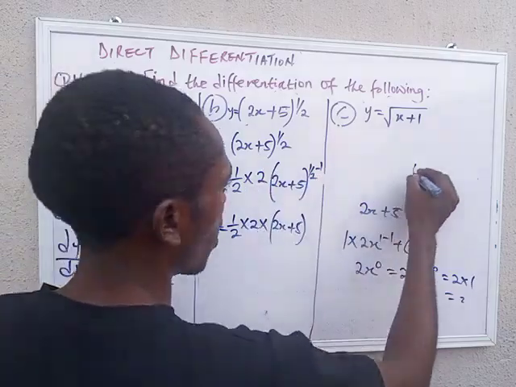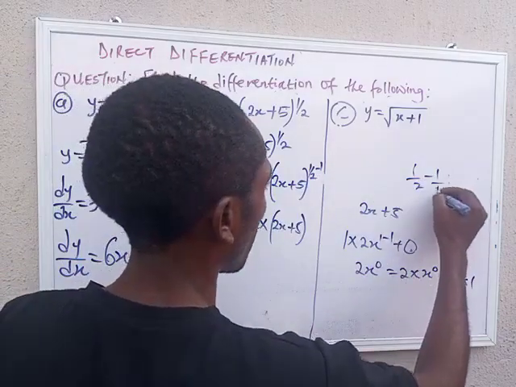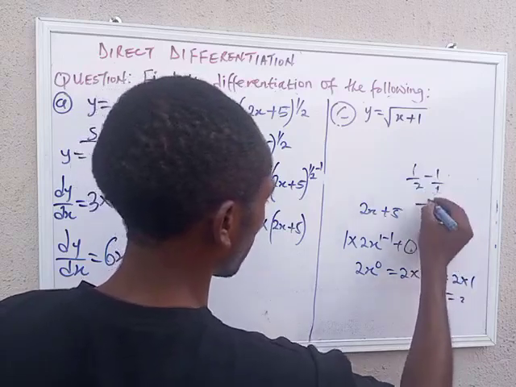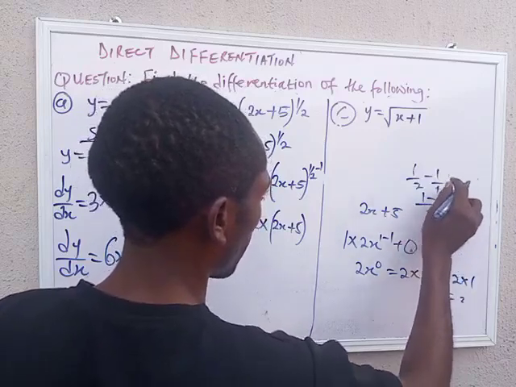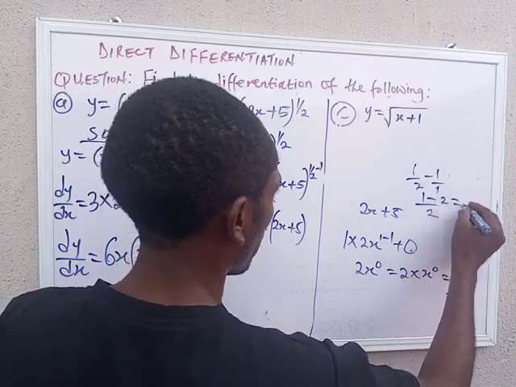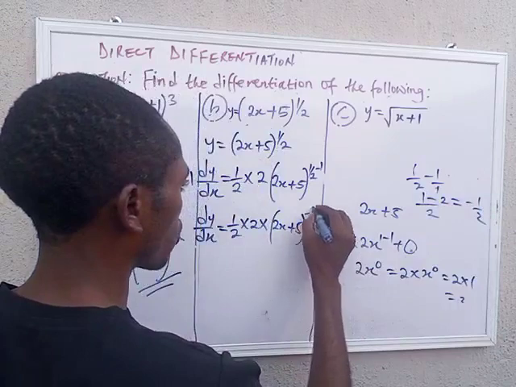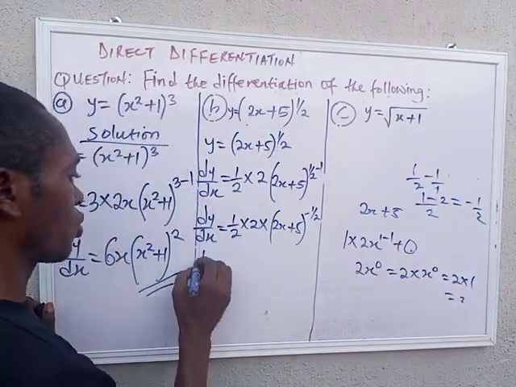If you reduce this, 1 over 2 minus 1, you have this LCM. The LCM of 2 and 1 is 2. So 2 divided by 2 is 1. 1 times 1 is 1, minus 2 divided by 1 is 2, 2 times 1 is 2. We have 1 minus 2, which is minus 1 over 2. So I'm going to have minus 1 over 2 here as the power.